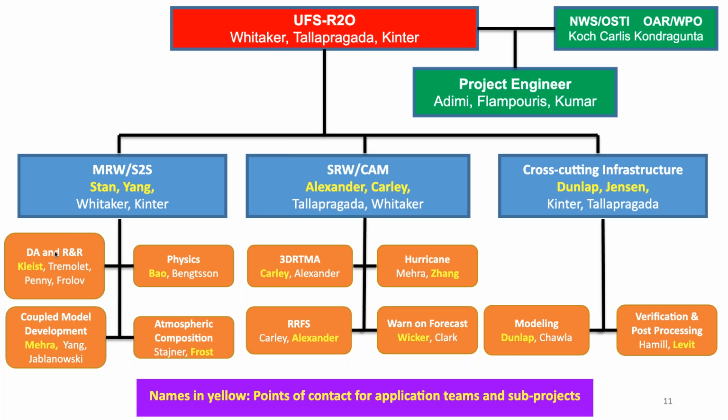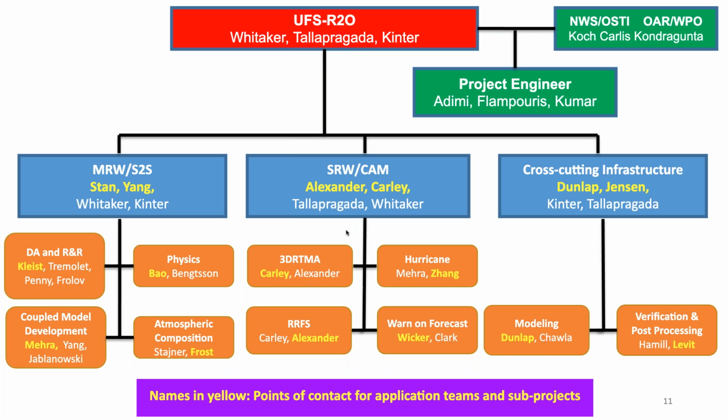And then at the working level, you see all the orange boxes are sub-projects. So we're doing a sub-project on data assimilation, reanalysis, and reforecast. We're doing a sub-project on coupled model development. There's a sub-project on physics, which is primarily atmospheric, subgrid scale physical parameterizations, and a sub-project on atmospheric composition to start bringing aerosols and atmospheric composition into the Earth system framework.